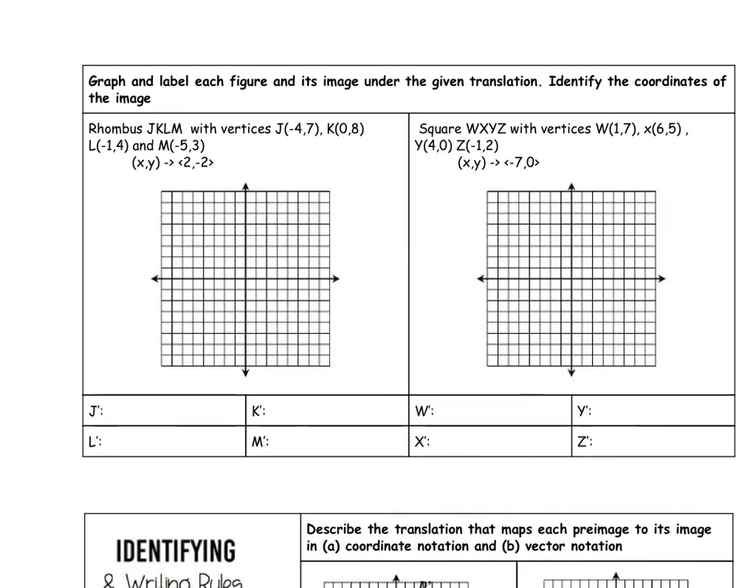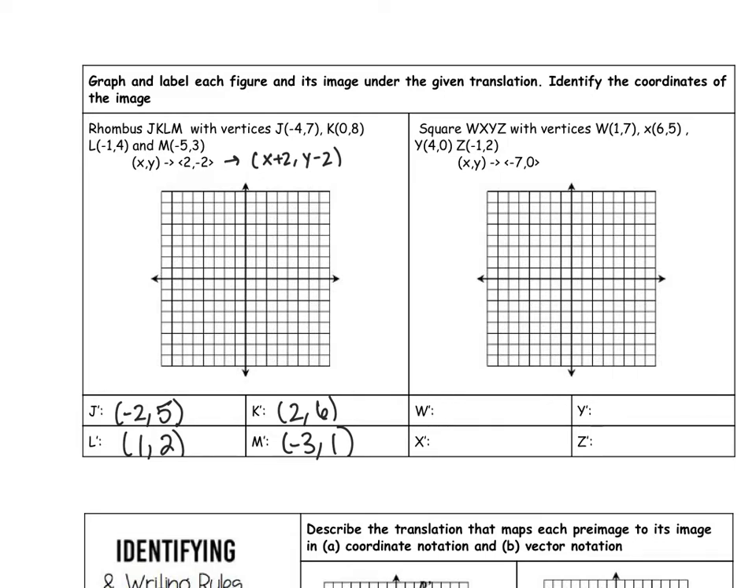So we're going to do the same thing here. The only difference is they give it to us in coordinate form, or it's called vector form, sorry. So it doesn't really change anything. So 2, negative 2 just means x plus 2 and y minus 2. Okay? So for J, we're going to add 2 to negative 4, that gives me negative 2. Subtract 2 from 7, that gives me 5. For K, add 2 and subtract 2 from 8. L, add 2 and then subtract 2. M, add 2 and then subtract 2.